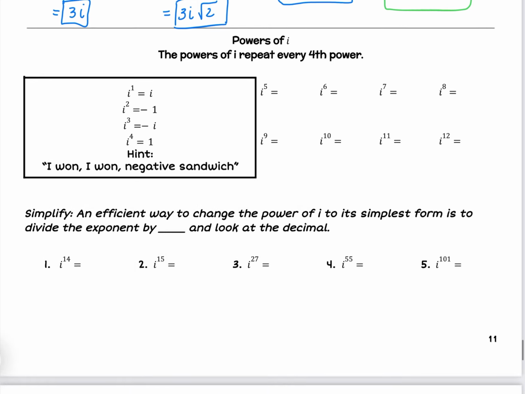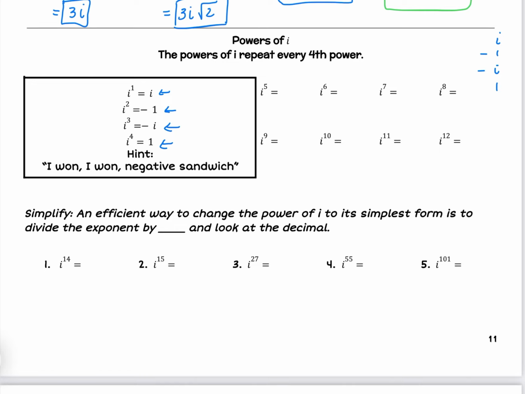Now for the powers of i. We need to know how to write really high powers of i. They always repeat every fourth power. i to the 1 is just i, i squared is negative 1, i cubed is negative i, and i to the 4th is 1. One way to remember this is to say "i, one, negative sandwich." What I always do is write this out. So I always know it's i, one, and it's a negative sandwich, so the negatives go in the middle.